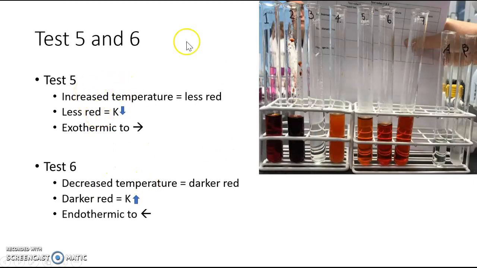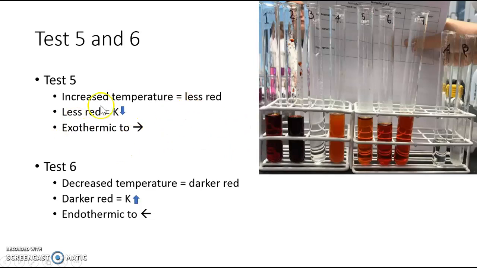In test 5 and 6, we wanted to check whether or not the temperature has an effect on the value of K. So in test tube 5, which is this one, we increased the temperature and we observed that it became less red than the equilibrium solution. And that would indicate that when it's less red, then the K value must have gone down, because now we have less of the product than we had before.